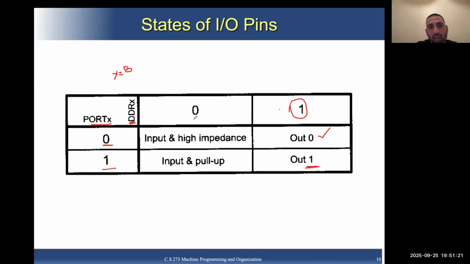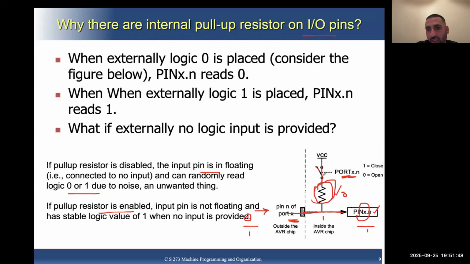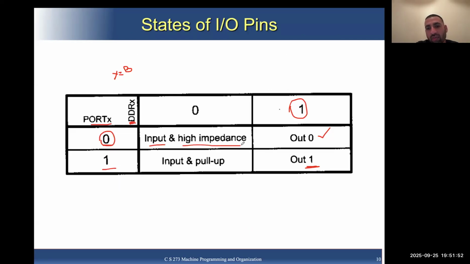The other thing is, if you put 0 in the DDRB register, it means you want to use port B in input mode. But again, if you write 0 in the corresponding PORTB register, it means that the port is configured as an input pin, but pull-up resistors are not enabled. Which basically means that the switch is open, right?